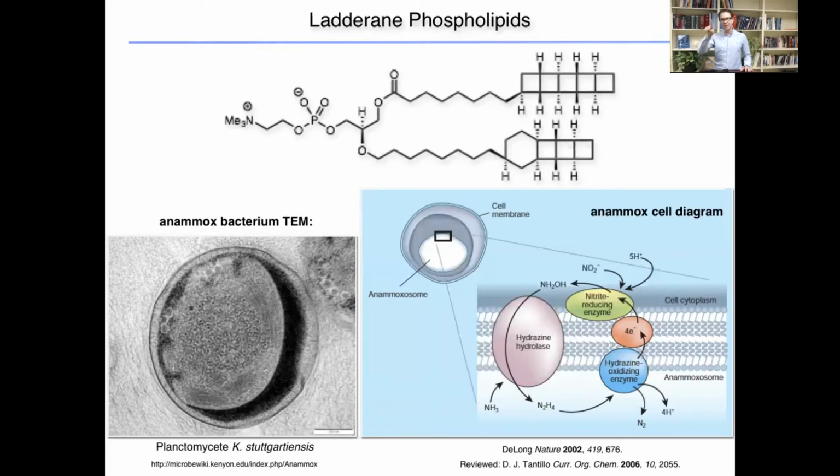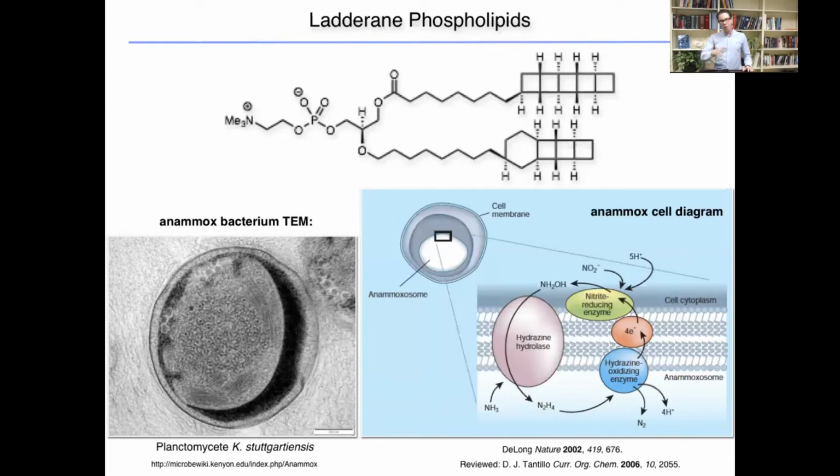If you see in the catalytic cycle through the membrane bilayer in that cartoon, some of the intermediates are hydrazine, N2H4, or hydroxylamine. These things are highly toxic. They're toxic to any living organism. So the idea, and it's certainly an interesting one, was that these ladderane lipids pack very densely and protect the rest of the cell from diffusion of this hydrazine out.